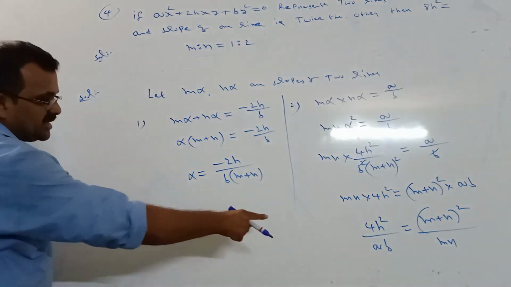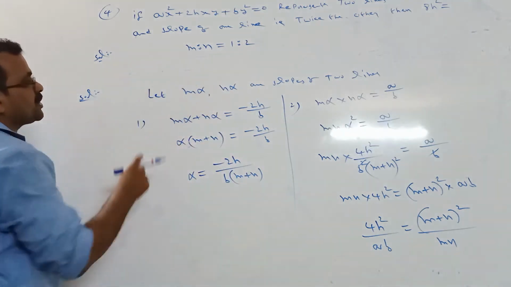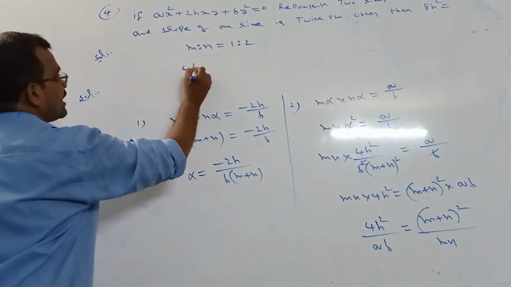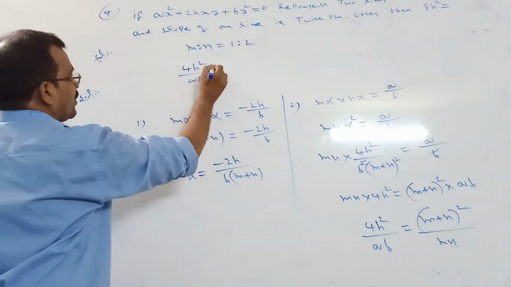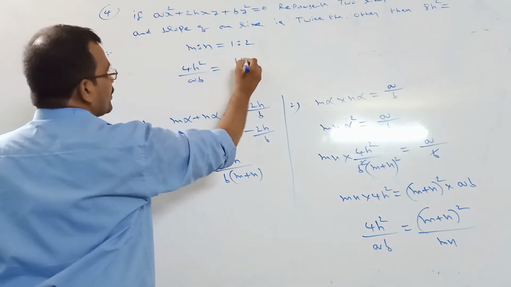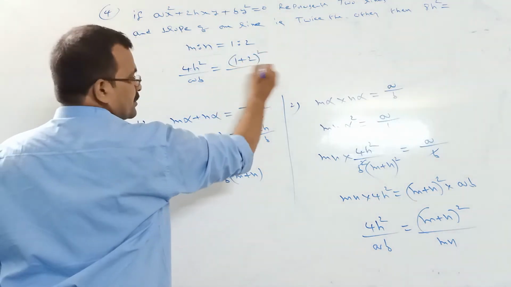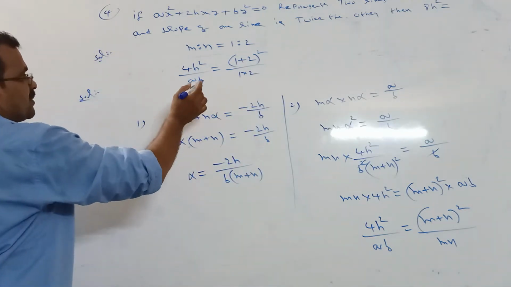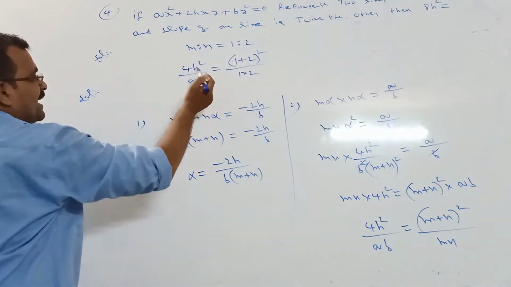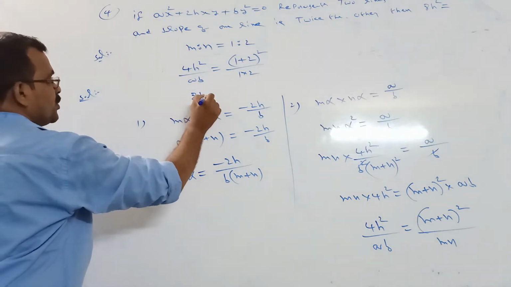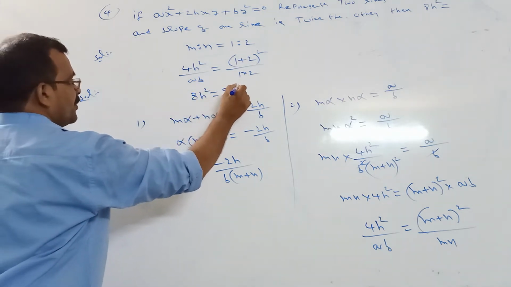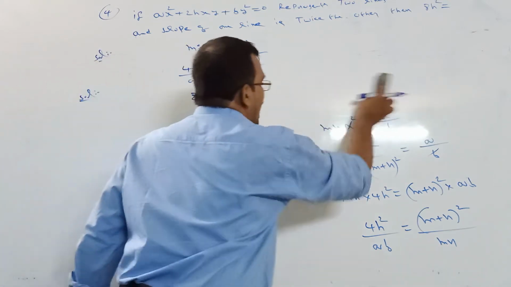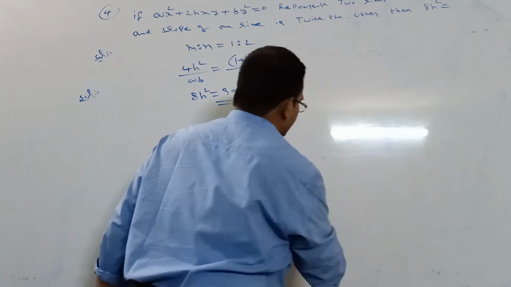So should I apply this formula in this question? I apply the formula 4h square by ab equals m plus n whole square by mn, that is 1 plus 2 whole square by 1 into 2. So do cross multiplication, 1 plus 2 whole square means 9ab. Obviously this gives 8h square equals 9ab. This is the application of this sum.